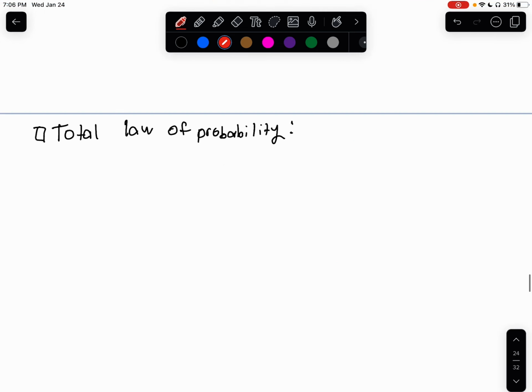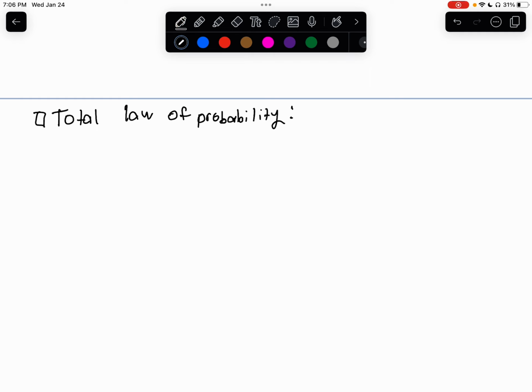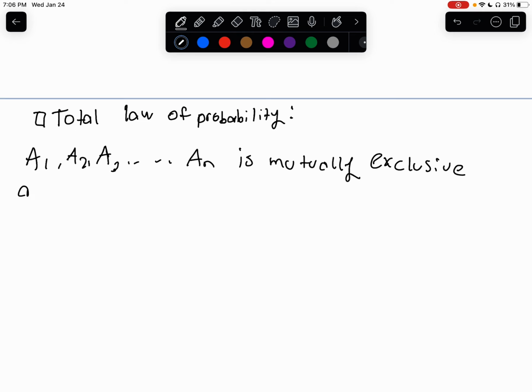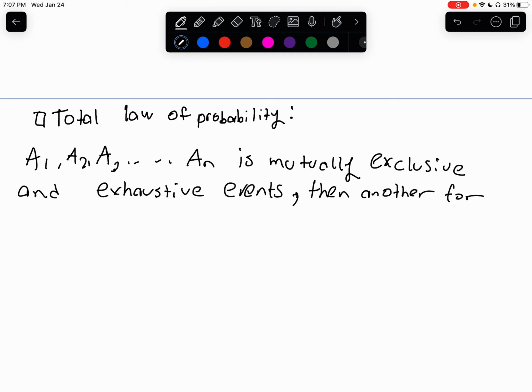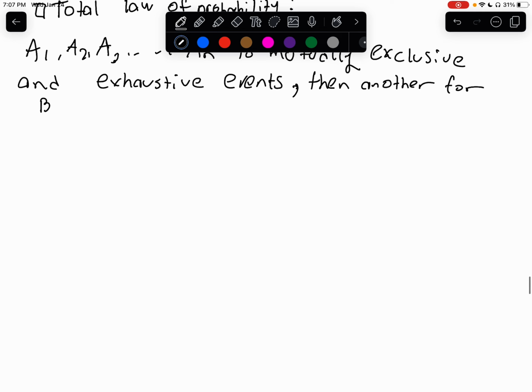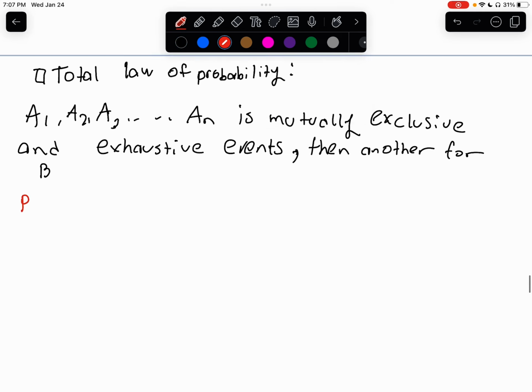Okay. The next point is the total law of probability. So A1, A2, A3, dot dot dot, AN are mutually exclusive and exhaustive events. So we're assuming A is these events, then another for B. So we denote the probability. This is very important, so I'm going to start this: total law of probability.